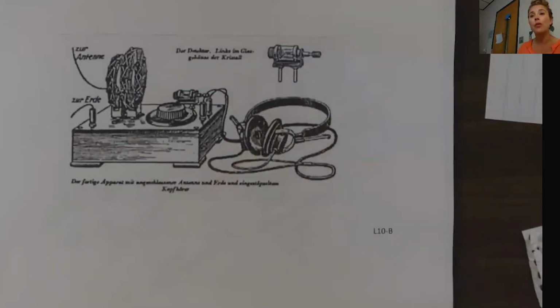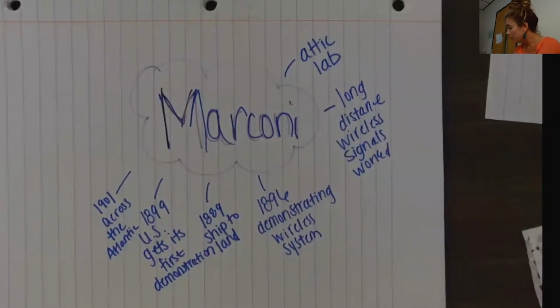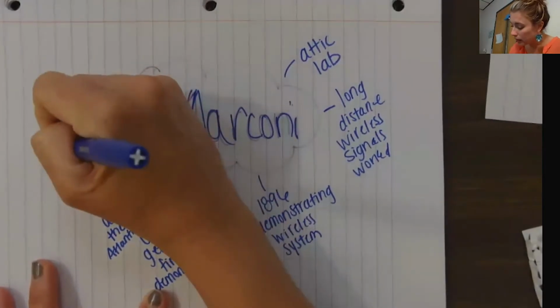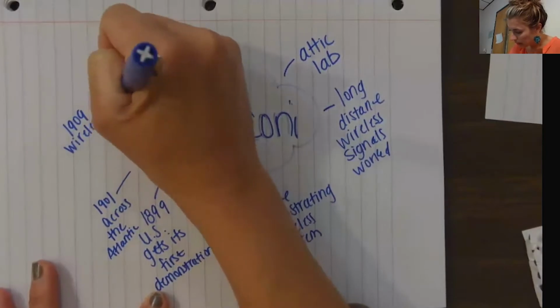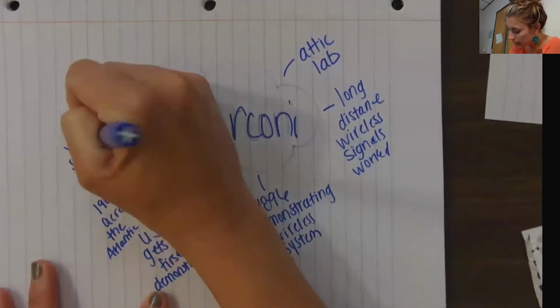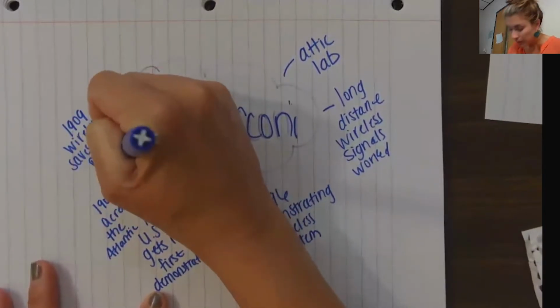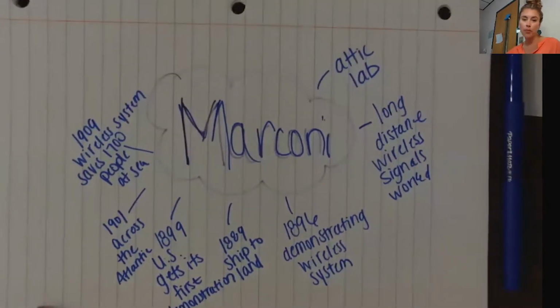So let's get back to our graphic organizer. I'm going to add that the 1909 disaster at sea in Marconi's wireless system saved 1,700 people. That is what I am going to add. In 1909, his wireless system saves 1,700 people at sea. His wireless system saved 1,700 people at sea.